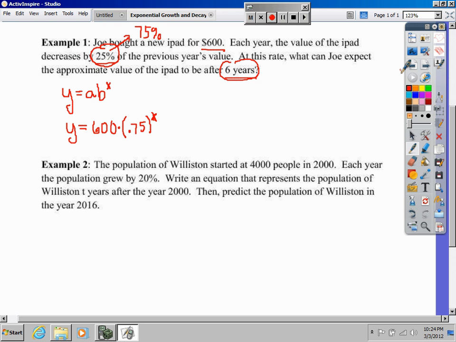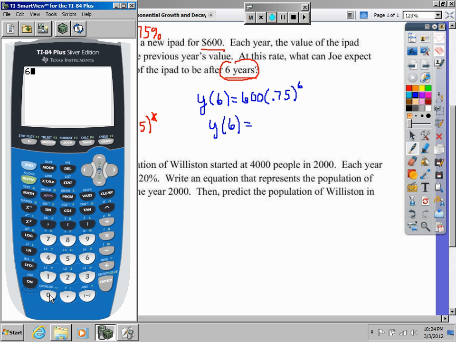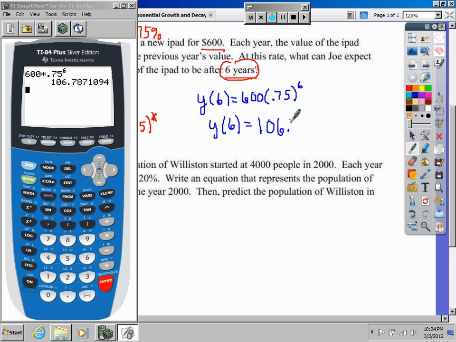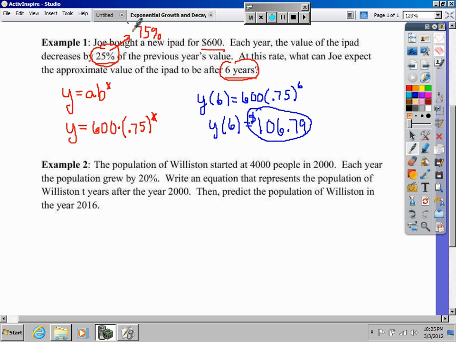I want to know the value after 6 years. So after 6 years, I would go y of 6, and I plug 6 in for the x. So it's going to be 600 multiplied by 0.75 to the 6th power. So now I go ahead and type this into my calculator: 600 multiplied by 0.75 to the 6th power. And I get a value of $106.79. That's the value of the iPad 6 years later, based upon the decrease in value that we were given.